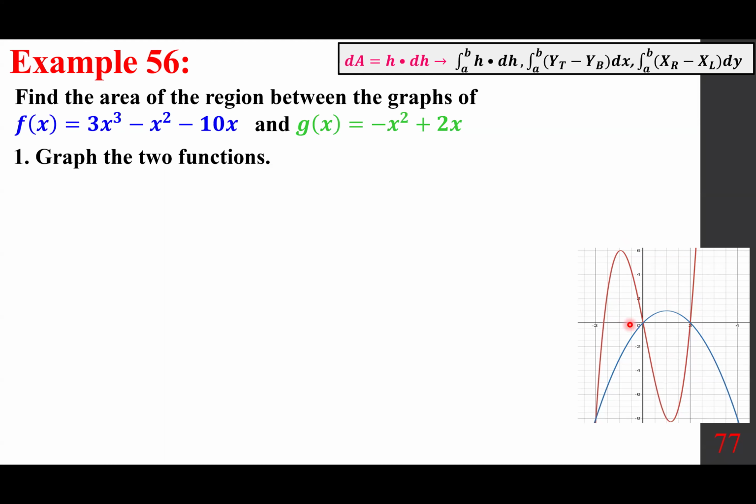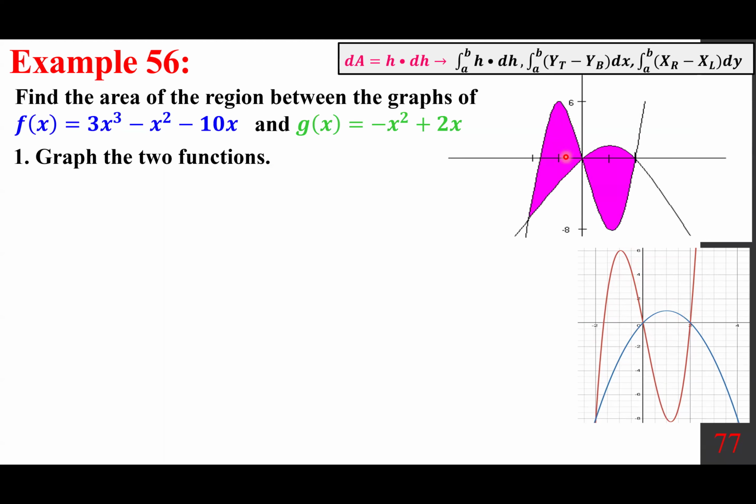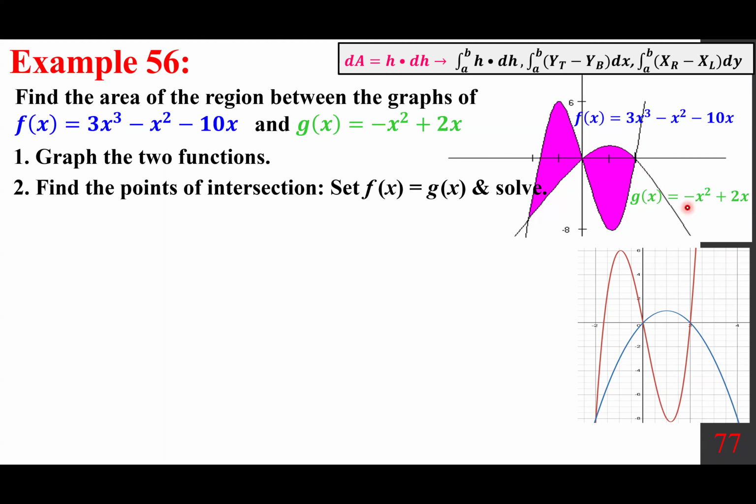Okay. So please understand that at some point in this part, the cube function is at top of the parabola. But in this part is the other way around. So this is what we want. So first, we have to find points of intersection. So it's important to know this is the cube function and this is the parabola. So we write it. Now, we want to set the two equal.